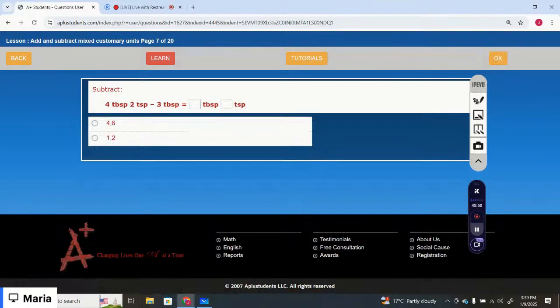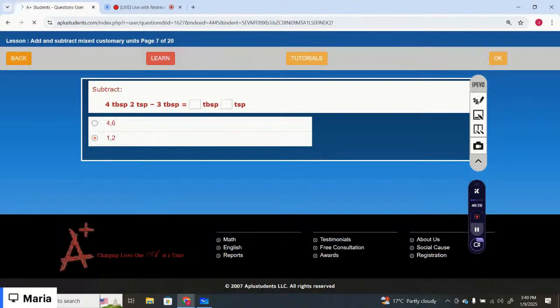4 tablespoons 2 teaspoons minus 3 tablespoons. Which is the correct option? That is 1 tablespoon and 2 teaspoons. Option number 2 is the correct option. Okay, you can complete the lesson by yourself later today.